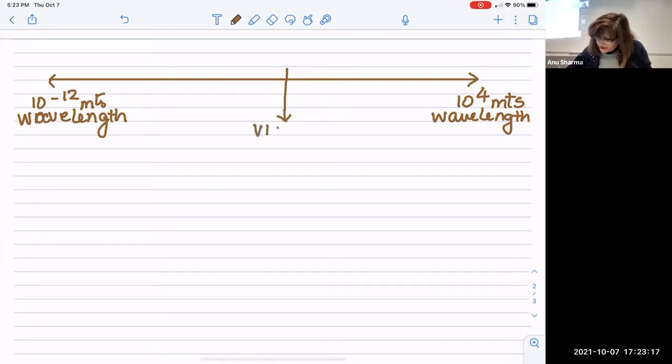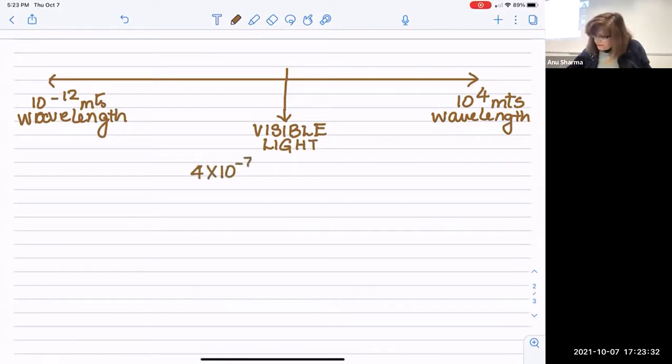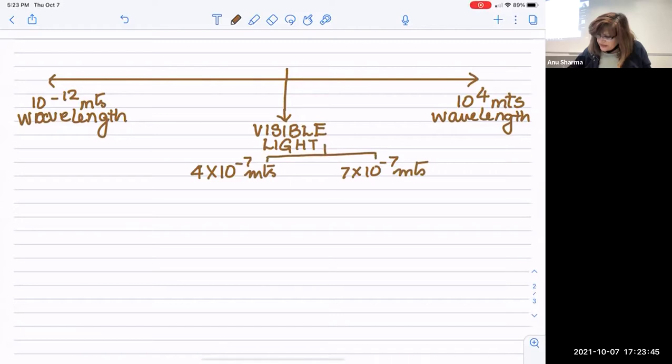This visible light, the range of this spectrum is from 4 into 10 to the power -7 meters to 7 into 10 to the power -7 meters. Okay, so that is the range for the visible light. In that range, we see those 7 colors.